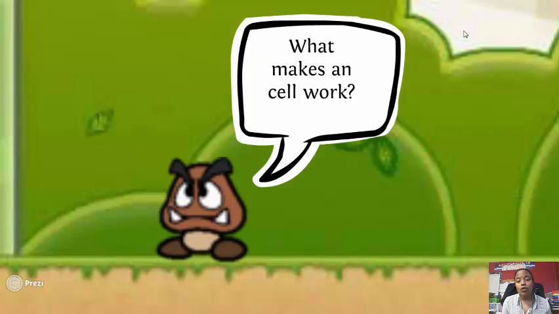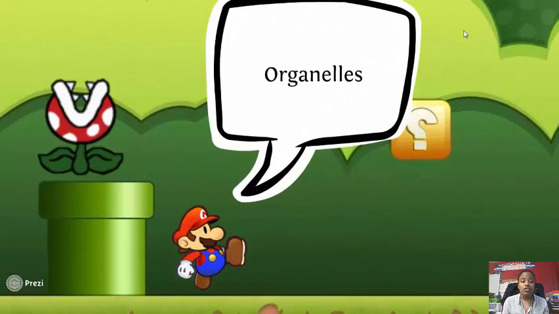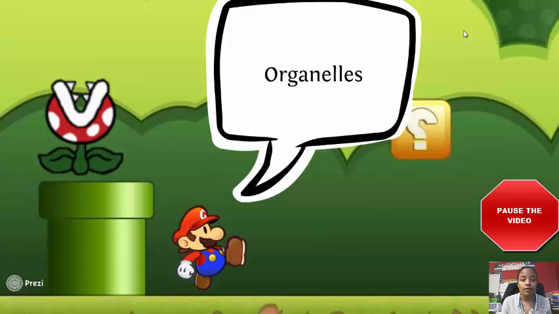So, what in the world makes these cells work? Well, that is called an organelle. Organelles also means little organ. They are small structures in a cell that have specific jobs that make the cell work. Fill that in your notes now.